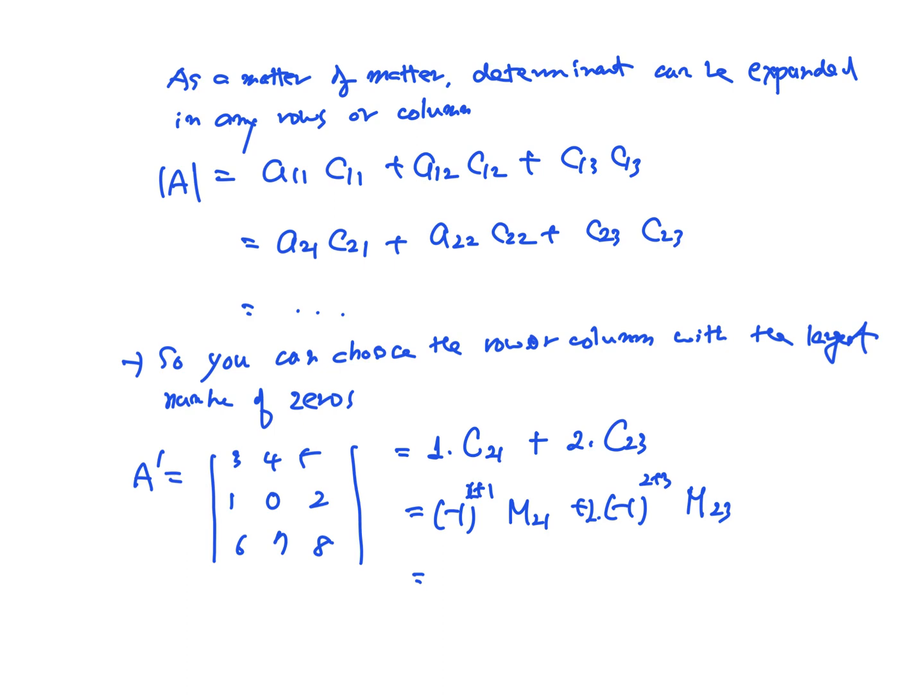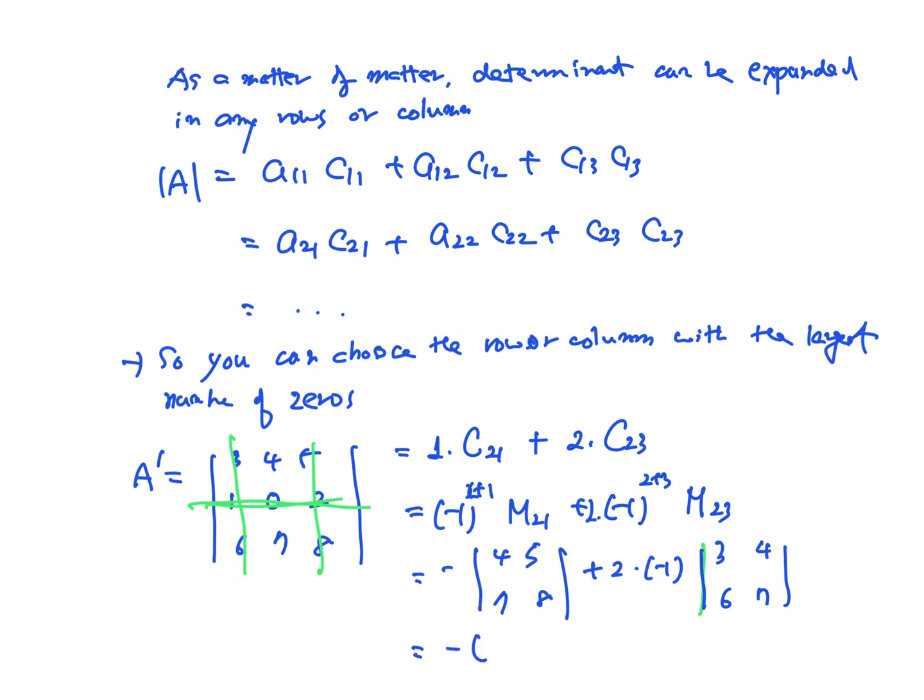So this is -1 to the 2 plus 1 is minus. So minus over the matrix obtained by deleting the second row and the first column, so this is 4, 5, 7, 8, times 2 times -1 to the 2 plus 3 is -1 to the 5, which is again -1. M23, you delete the second row and third column, you end up with 3, 4, 6, 7. Minus over 32 minus 35 minus 2, 21 minus 24 is plus 9.